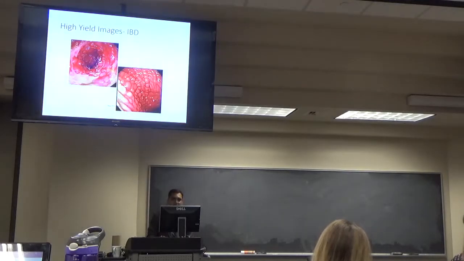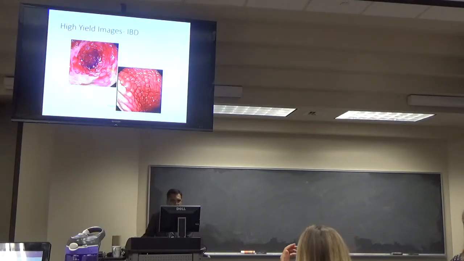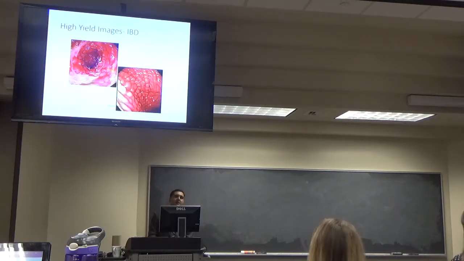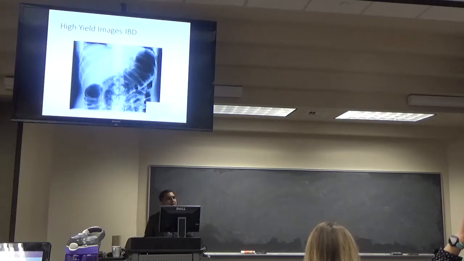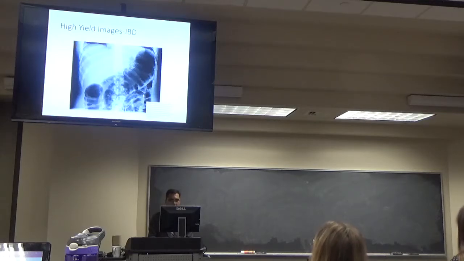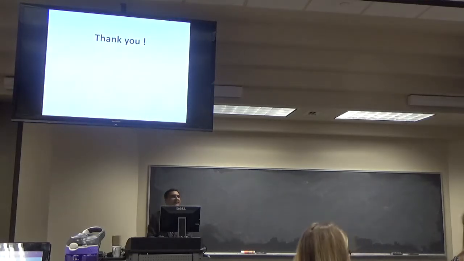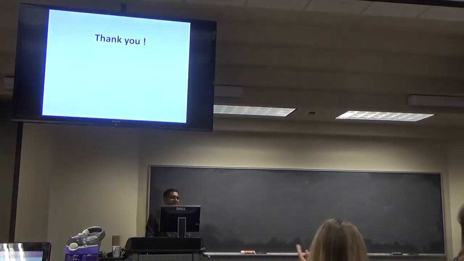These are high-yield images. You see these deep ulcers and cobblestoning. This is called cobblestoning of Crohn's disease. This is normal colon diameter. Here, this. This is toxic megacolon. With that, thank you for your attention. Thank you.